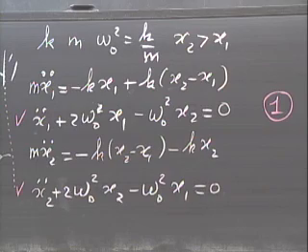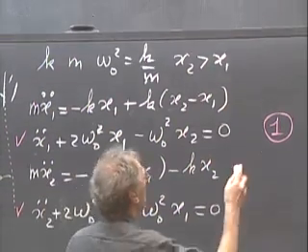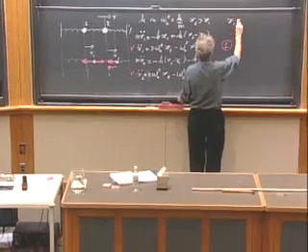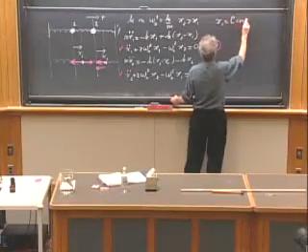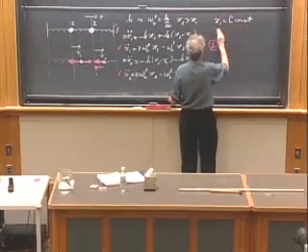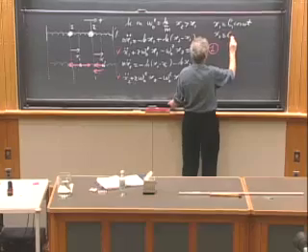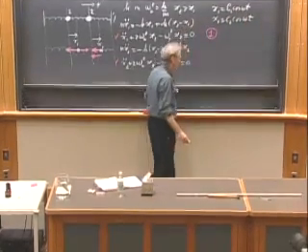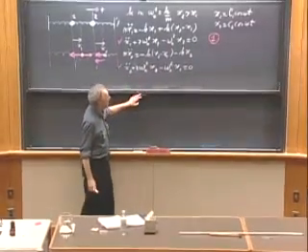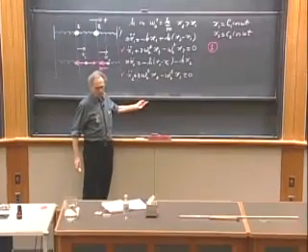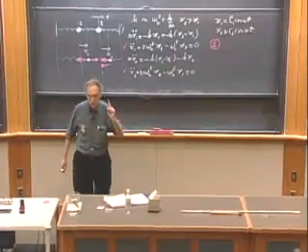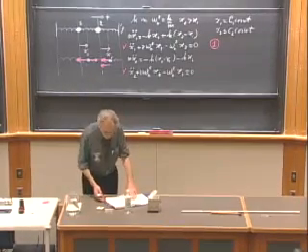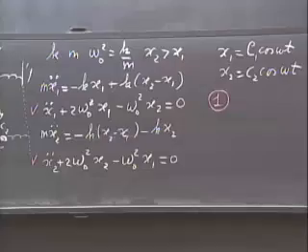Now, I'm going to make an important step. I'm going to substitute in here x1 is c1 times cosine omega t, and x2 is c2 times cosine omega t. I want to know what the normal mode frequencies are for this system. I want to solve for omega. I want to find omega. I'm not driving the system.